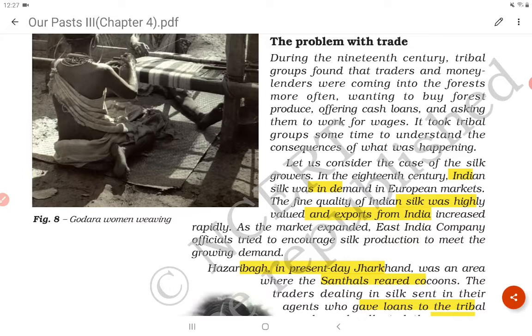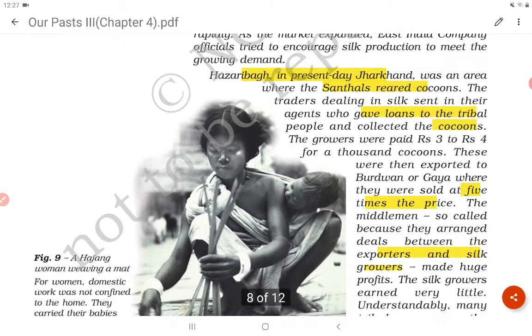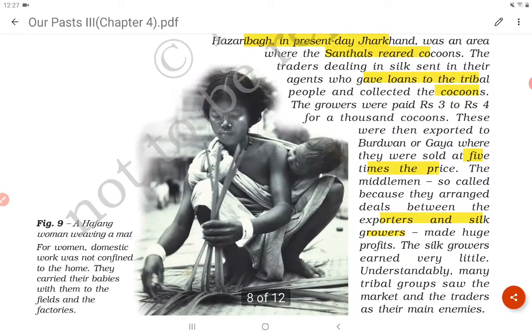Hazaribagh in present-day Jharkhand was an area where the Santals reared cocoons. The traders dealing in silk sent in their agents who gave loans to the tribal people and collected the cocoons. The growers were paid rupees 3 to rupees 4 for 1,000 cocoons. These were then exported to Burdwan or Gaya, where they were sold at 5 times the price.